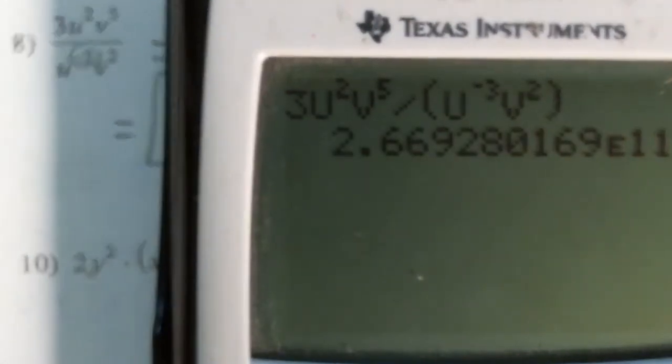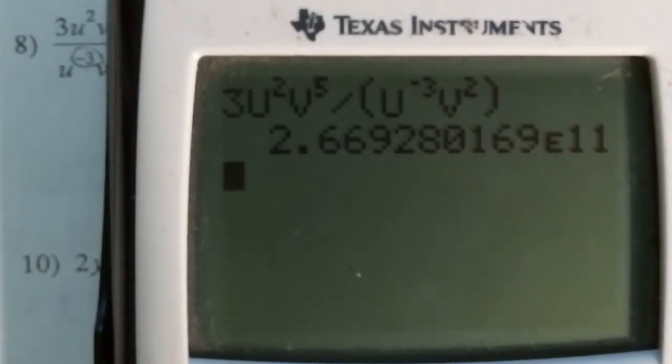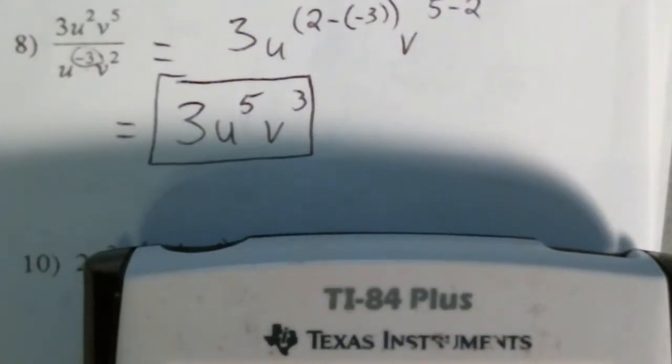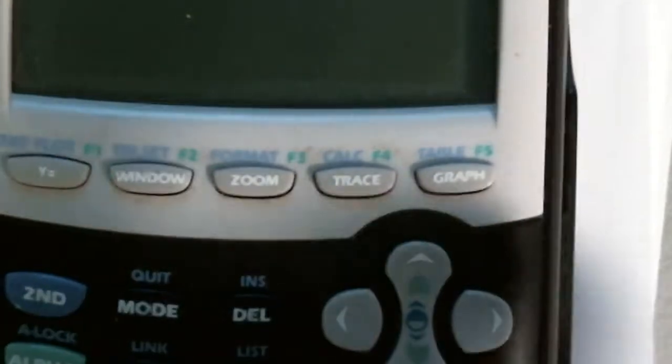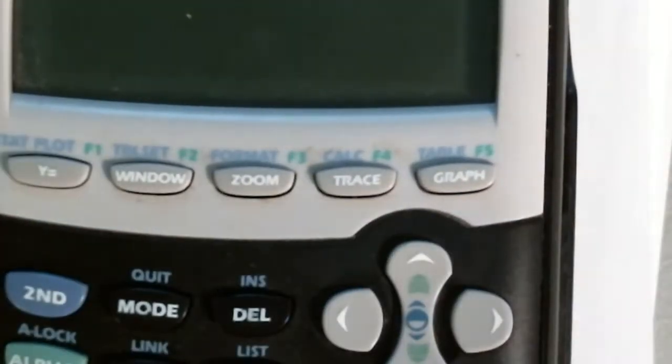I get some number, 2.6 with 11 zeros behind it. Wow, wish I had that much money. That's not going to happen. All right, let's type in our simplified answer. 3u to the 5th, v to the 3rd. 3u to the 5th. Drop my cursor back down. v to the 3rd. That better be the same thing.